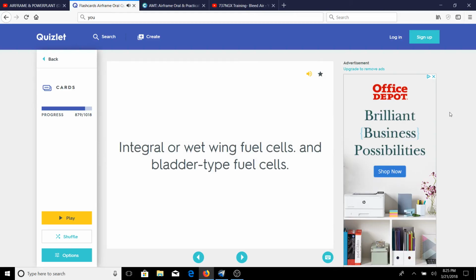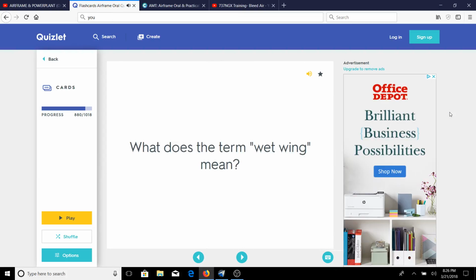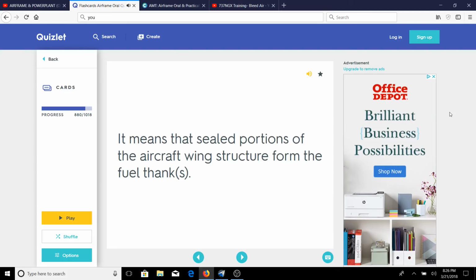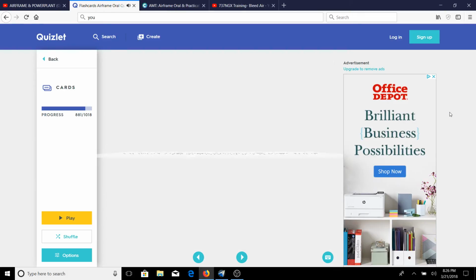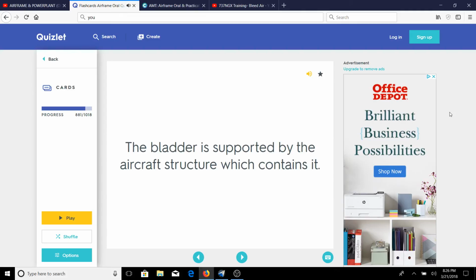Integral or wet wing fuel cells and bladder-type fuel cells. What does the term wet wing mean? It means that sealed portions of the aircraft wing structure form the fuel tank. How is the weight of the fuel supported when bladder-type fuel cells are used? The bladder is supported by the aircraft structure which contains it.